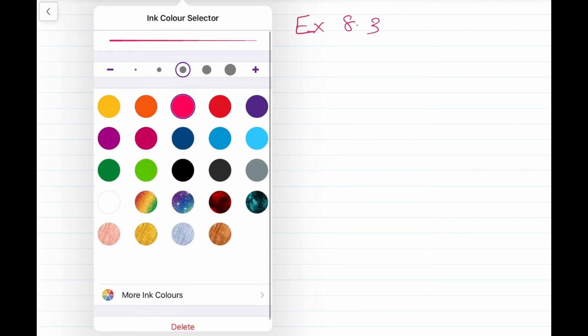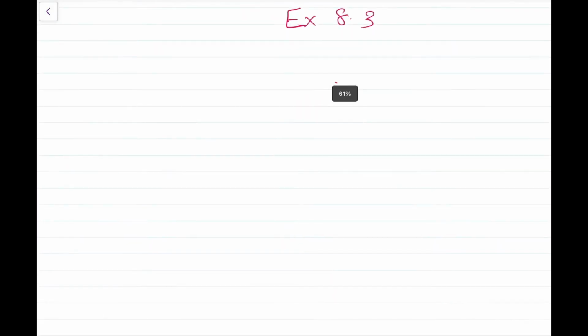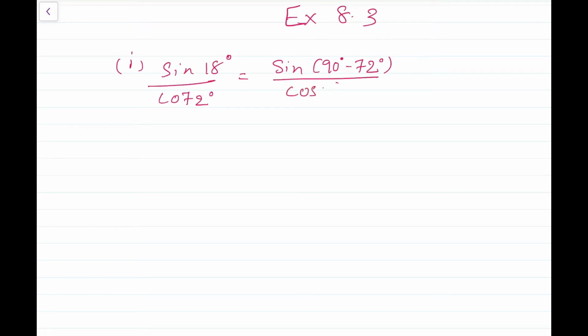Exercise 8.3. In the first question, we have sin 18 degrees upon cos 72 degrees. We are supposed to solve. Then I can write sin (90 degrees minus 72 degrees) upon cos 72 degrees, which is equal to cos 72 degrees upon cos 72 degrees, which is equal to 1.